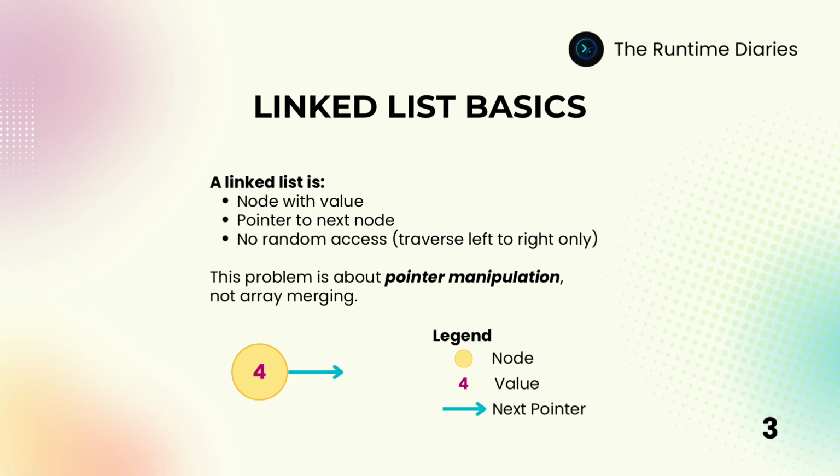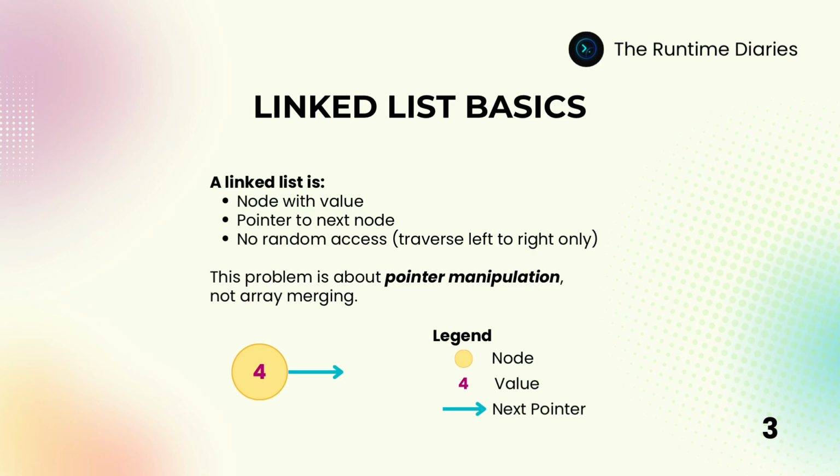Before we dive into merging, let's make sure we're on the same page about what a linked list actually is. A linked list is a data structure made up of nodes. Each node contains two things: a value, which is the data stored in that node, and a pointer to the next node in the sequence.